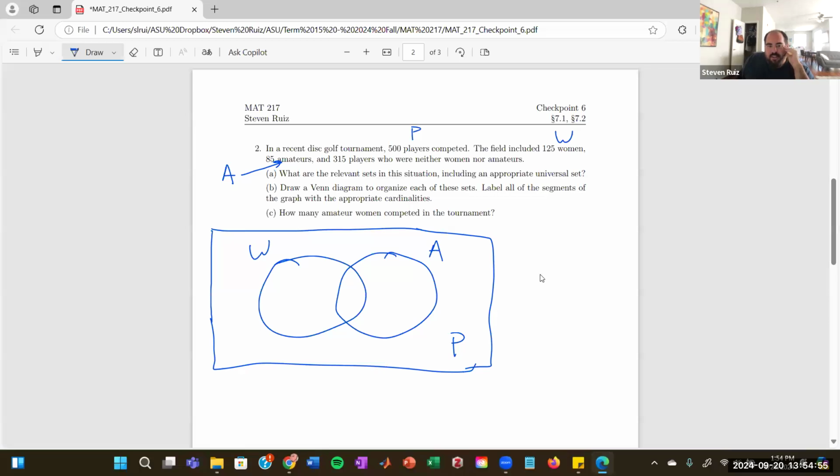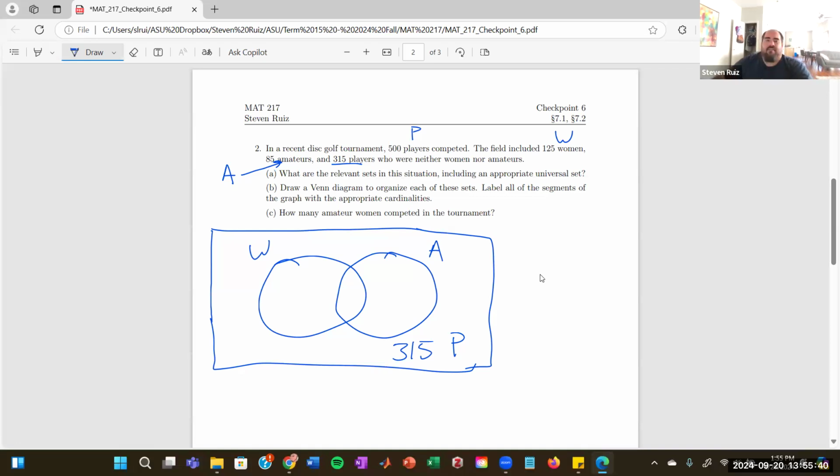So there are 315 players who are neither women nor amateurs. So how many regions of this diagram are there? Well, there's the part of set W that doesn't intersect with set A. There's the part of set A which doesn't intersect with set W. There's W intersect A, so the area in the middle here. And there's also the part of the universal set that intersects with neither W nor A. And I think that 315 is what's happening out here. There are 315 players who are neither women nor amateurs.